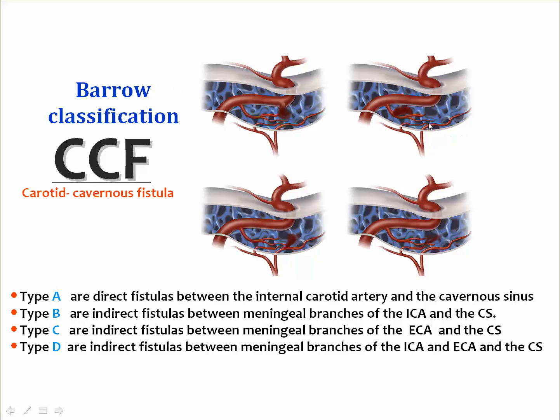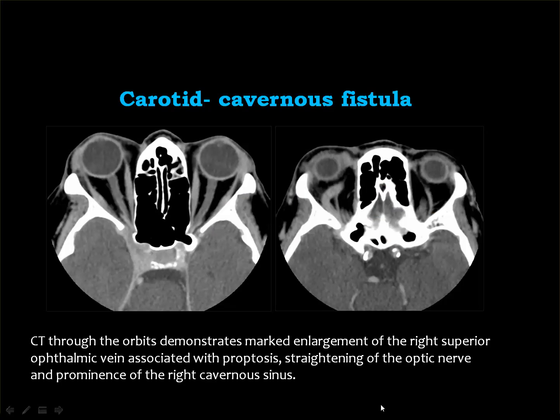But if the communication is between a branch from the internal carotid and the sinus, then the manifestations will be less. Sometimes the communication is between a branch from the external carotid and the sinus, and in type D, the communication is between a branch from the internal and another branch from the external carotid artery. Actually, this is the role of the interventional radiologist. And if you have the selective angiogram, you can identify the type of the fistula from these angiograms.